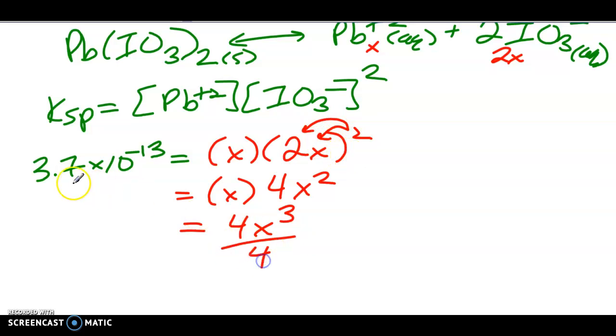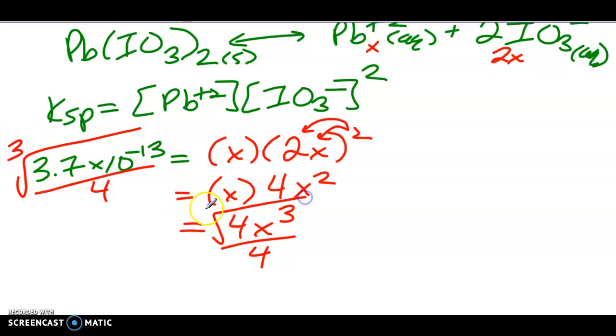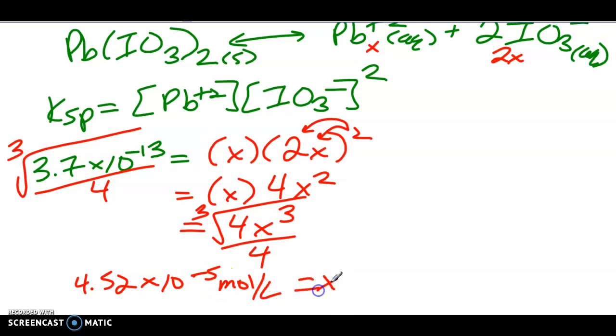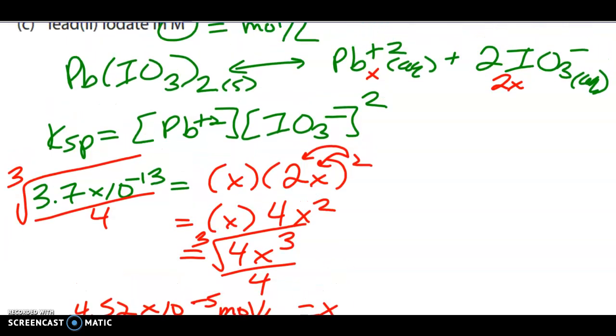So now we're just going to isolate for X. So we'll divide by 4 on both sides. And then, of course, we would have to take the cube root to get X on its own. So we end up getting 4.52 times 10 to the negative 5 moles per liter being equal to our X, which is essentially our solubility.